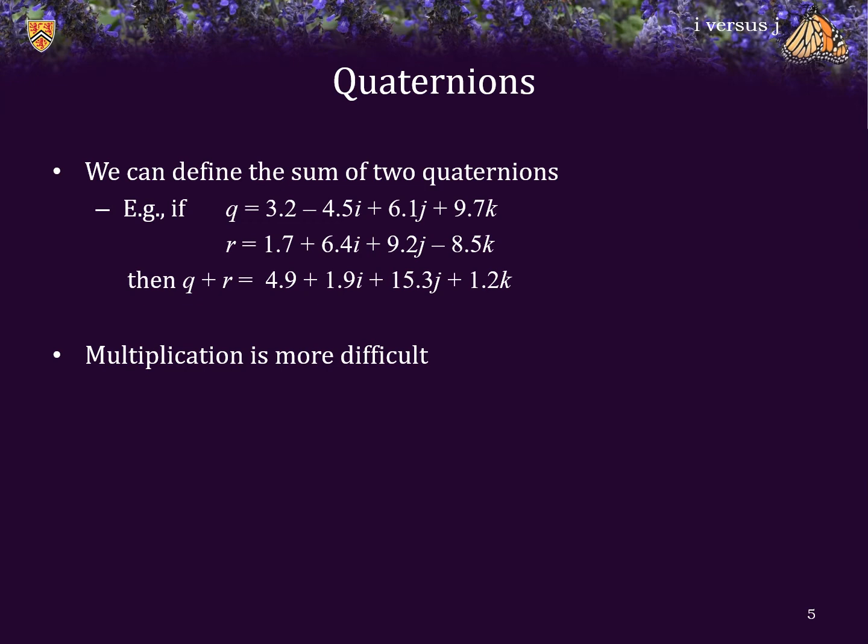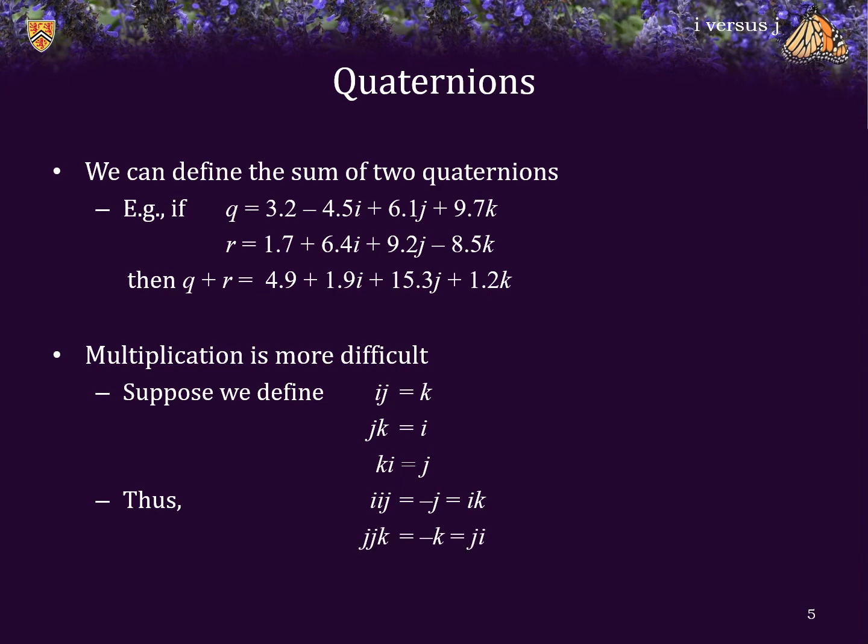Multiplication, on the other hand, is more difficult. Suppose we define i times j is equal to k, j times k is equal to i, and k times i is equal to j. Then notice what happens if we multiply the first equation on the left by i. i times j is equal to, i squared, which is negative 1, so negative j. So that's equal to i times k. But wait a second, if we take a look at the last equation, or the third equation, k times i is equal to j, whereas i times k is equal to negative j.